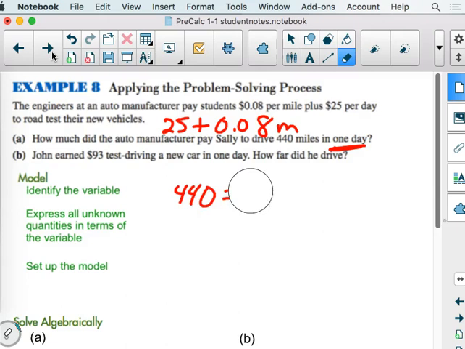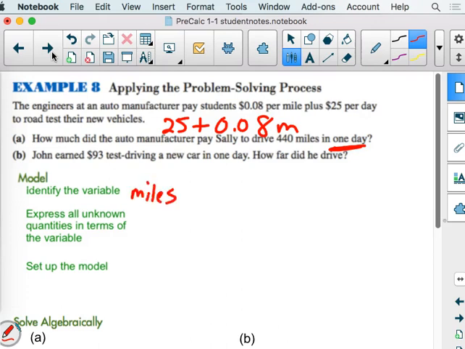Now, if we go according to the book, then we do it this way. It says identify the variables. So things we don't know. We don't know how many miles when they give us this original model. And we can just make that happen. Express all unknown quantities in terms of that variable. Well, that's what this was. 25 plus 0.08 times m. Yeah.